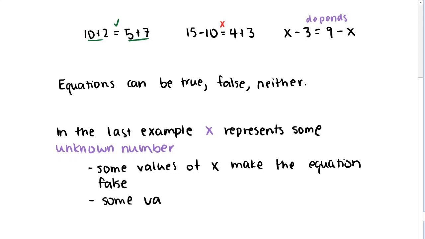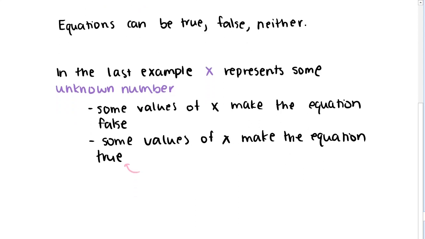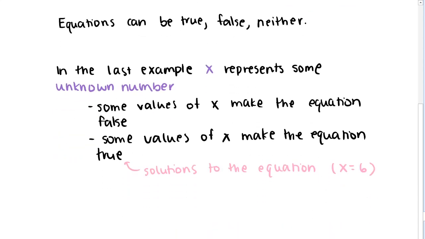But sometimes the equation can be true. Some values of x make the equation true. That's the word for a value of our variable that makes the equation true: these are what we call solutions to the equation. In this example, x equal to 6 is a solution. If we plug in 6 for x everywhere we see that variable, on the left side we get 6 minus 3, which is 3. On the right side we get 9 minus 6, which is also 3. The two sides are equal to one another, so x equal to 6 makes that statement true.